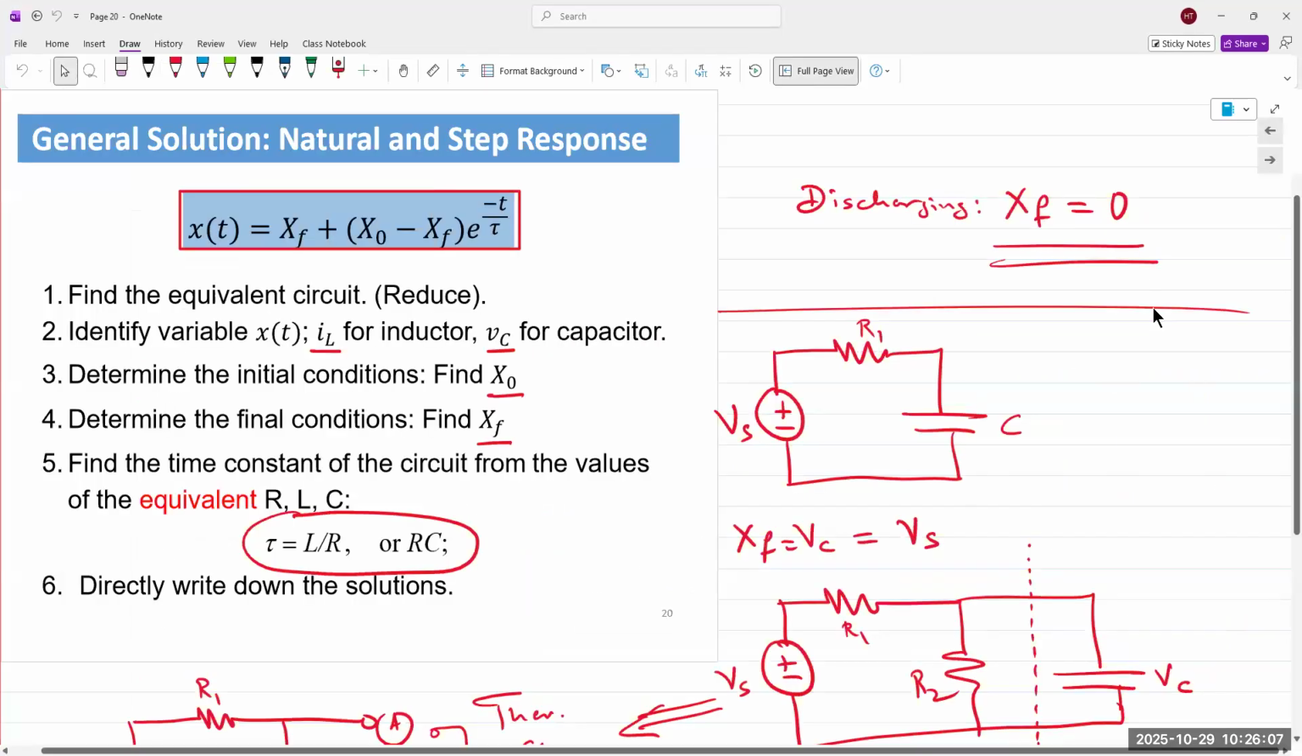This is known as the general solution for the natural and step response. If you have not yet taken a look at the videos, please do so. Step response is basically charging, and natural response is discharging. Okay. The step response is also known as the forced response.